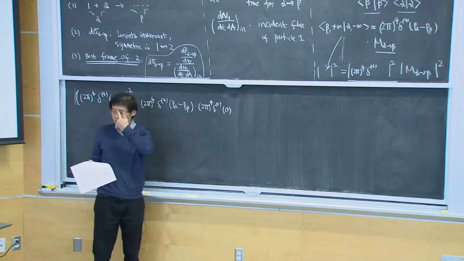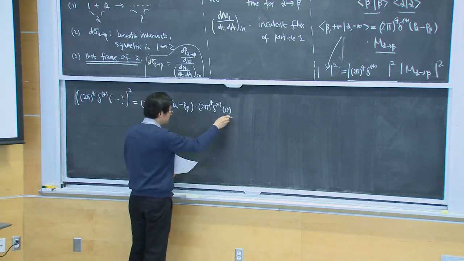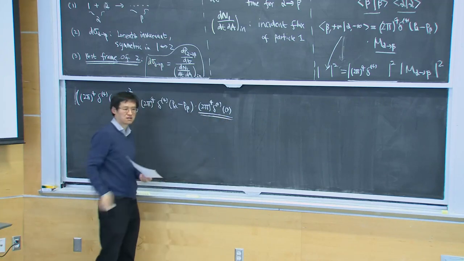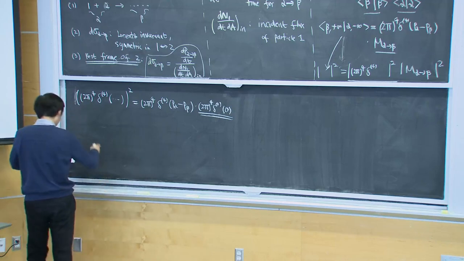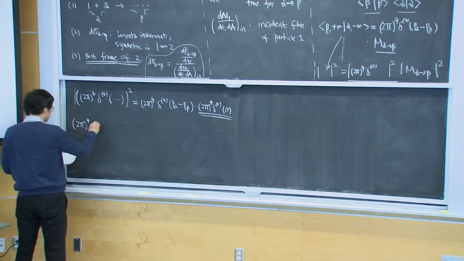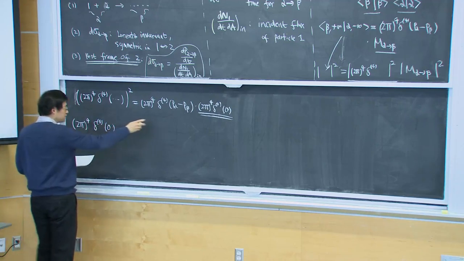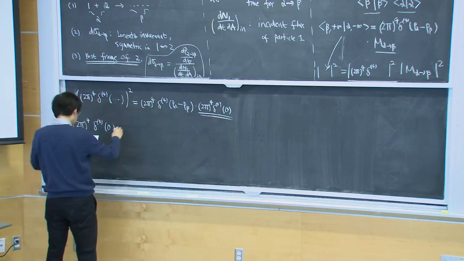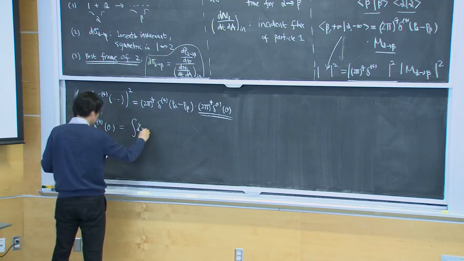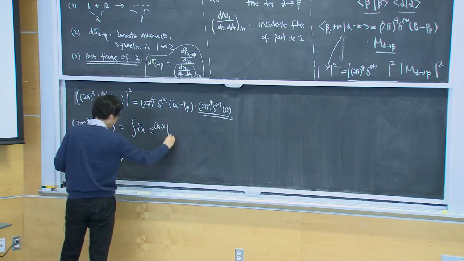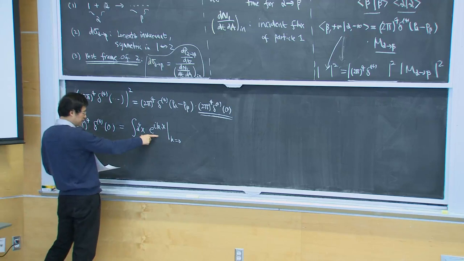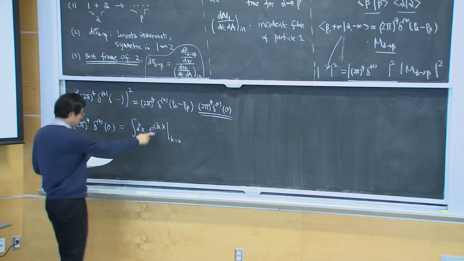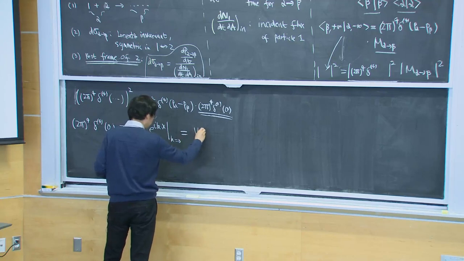Okay. So we have seen this before, right? So what is this object? Do you remember? Yes, space-time volume. Yeah, it's the total space-time volume. The reason is that the 2 pi delta 4 of 0 is a 0 in momentum space. So this is just equal to the integral d4x e to the ikx evaluated at k equal to 0, because this is giving you the 2 pi delta of k. When you evaluate at k equal to 0, then of course this is just the space-time volume.